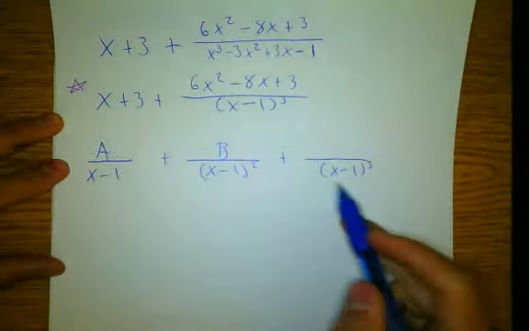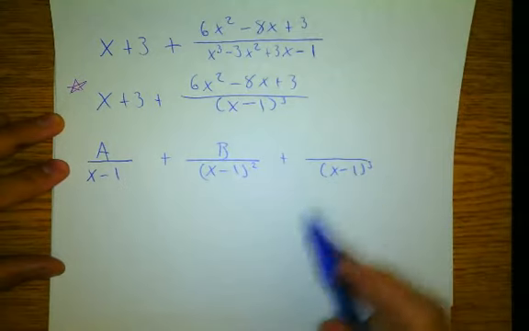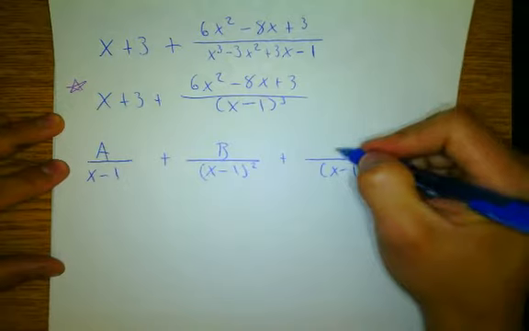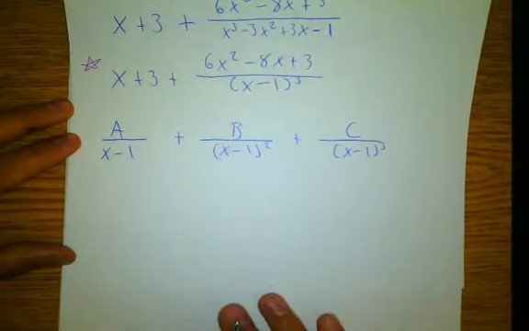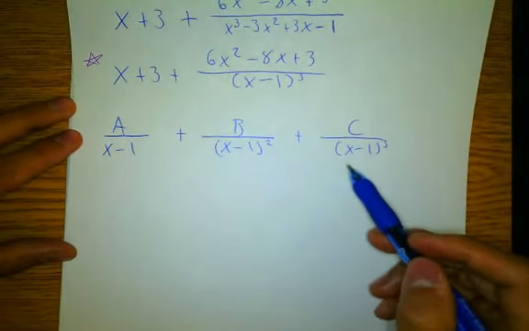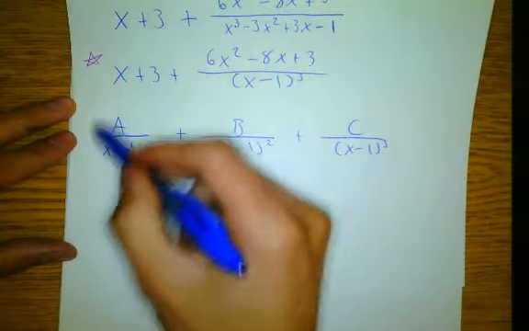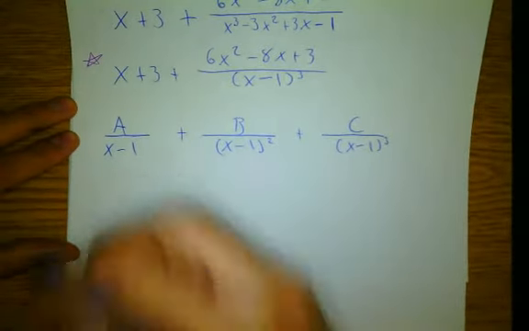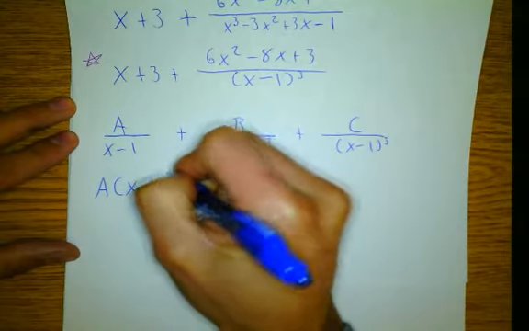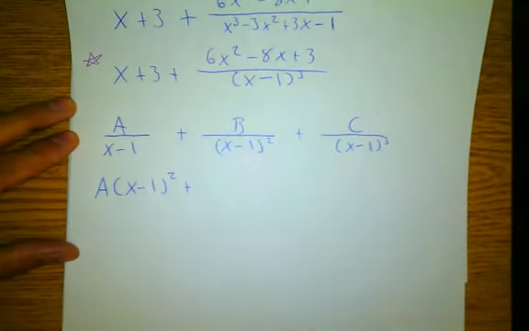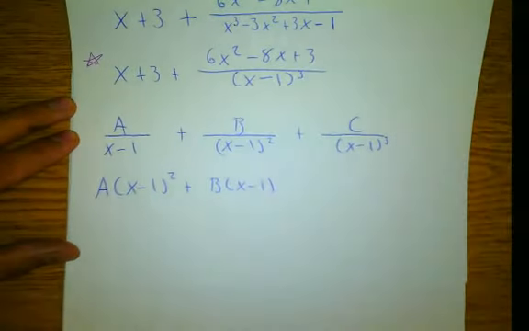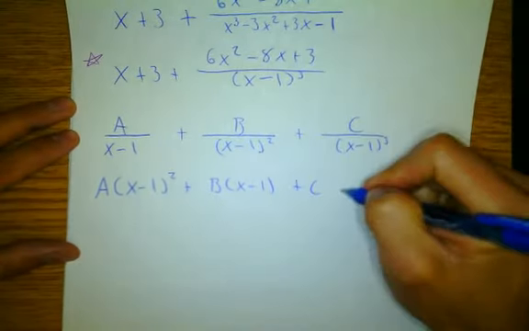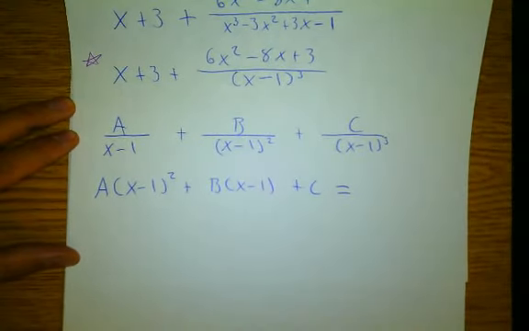Okay, what's the common denominator? X minus 1 to the third power. How can I achieve that on this first fraction? So A times x minus 1 squared, plus, how can I achieve it on the second one? B times x minus 1. How can I achieve it on the third one? It already has it, right? So plus C. What does this have to be equal to? Your numerator, which is 6x squared minus 8x plus 3. Yes?